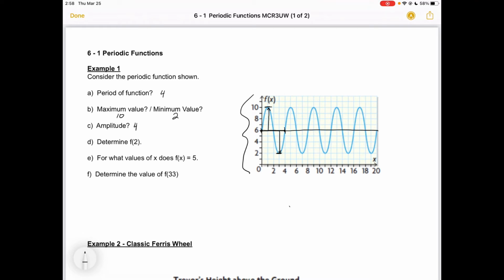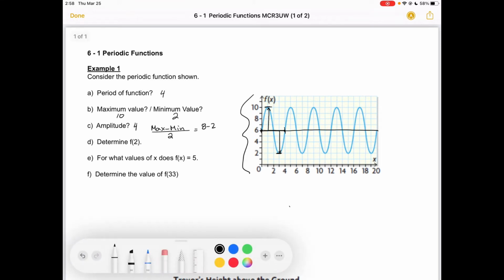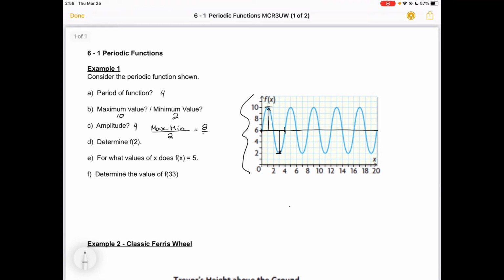If we don't have a graph, we can always find it by doing the maximum, take away the minimum, and then dividing by 2. So we've got 10 minus 2, which is 8, divided by 2, which also gives us 4. Good thing to remember if you are not given a graph.